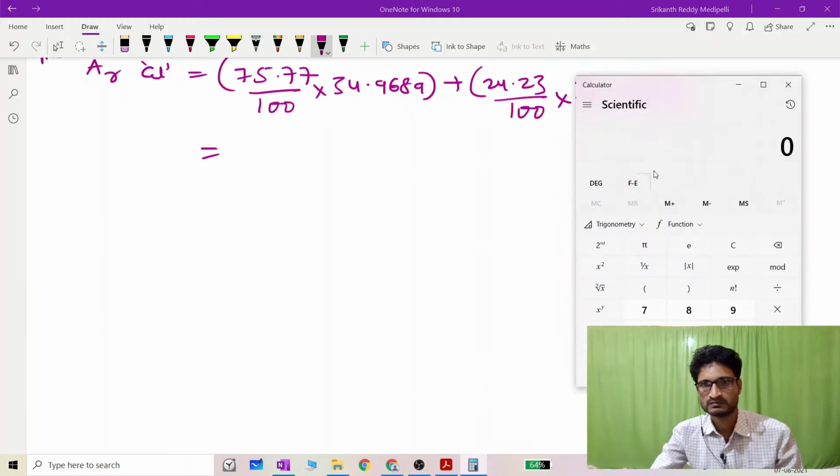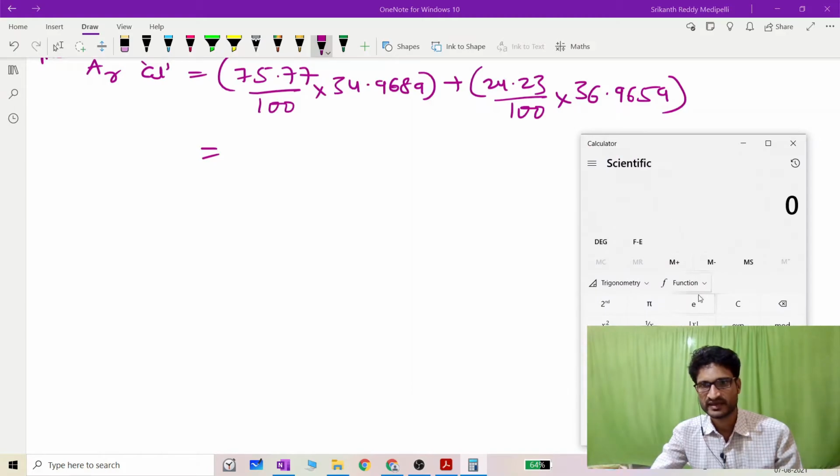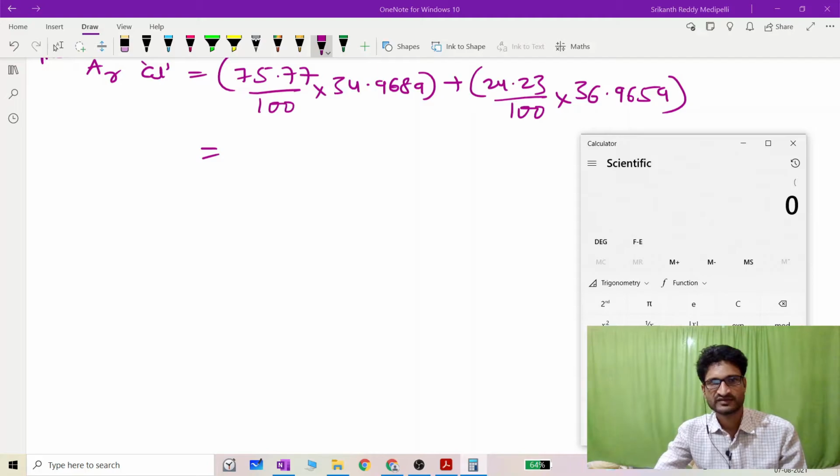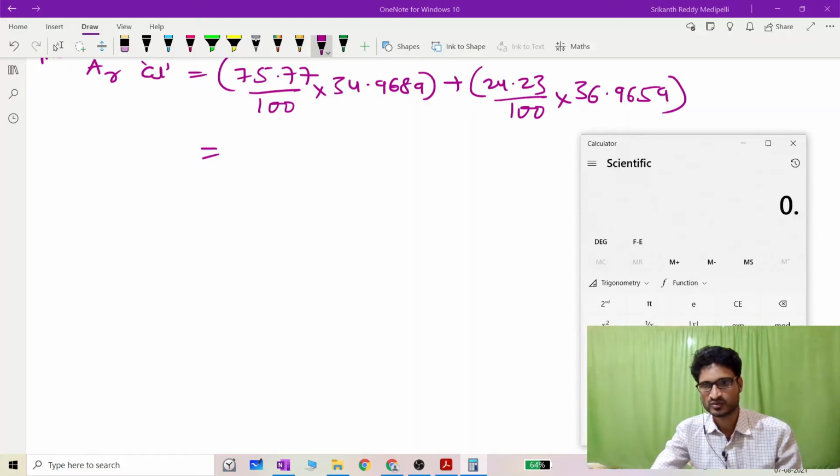Okay, let's use it. So let's open bracket, and I can take 75.77 as 0.7577, right? So we can take 0.7577 multiplied with 34.9689 and bracket close, and then plus, then bracket open, 0.2423 multiplied with 36.9659, bracket close, then enter.